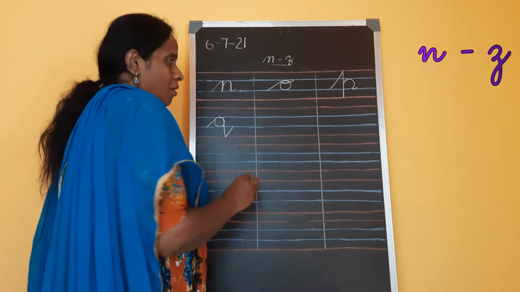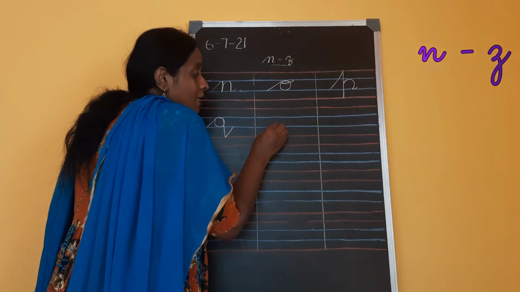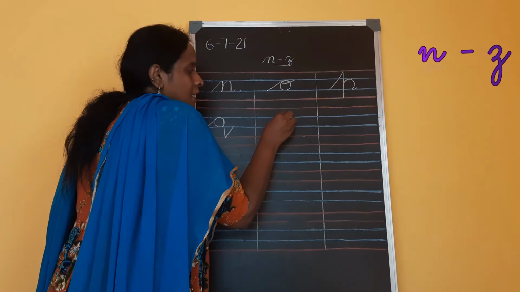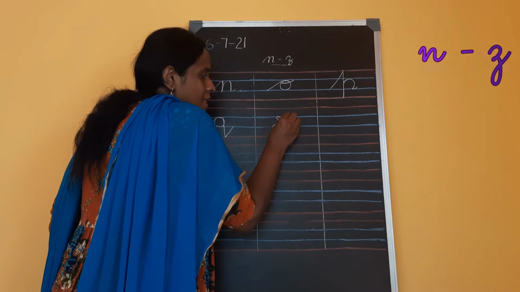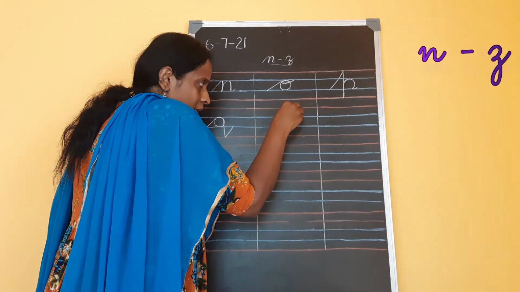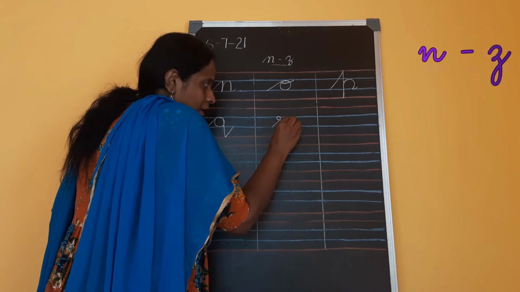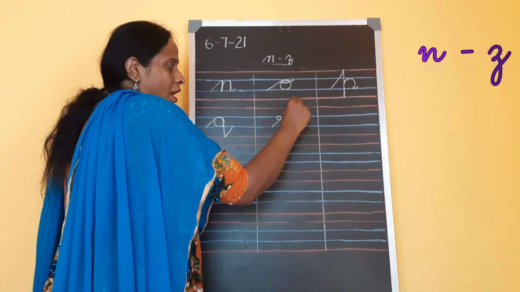Yes, children? Now, letter R. From the second blue line, go up and touch the first blue line with the slanting line. Here, make a loop, come outside, touch the first blue line, come down on the same line with the standing line and leave it with a small tail. This is how you write cursive R.